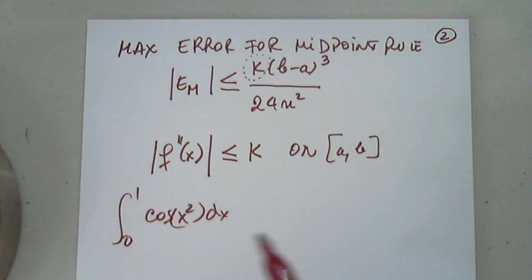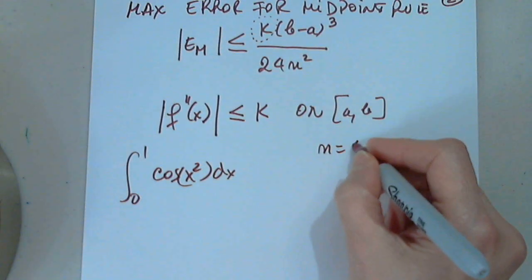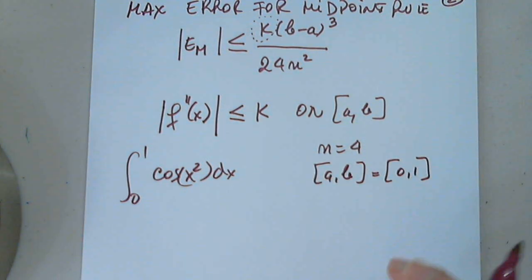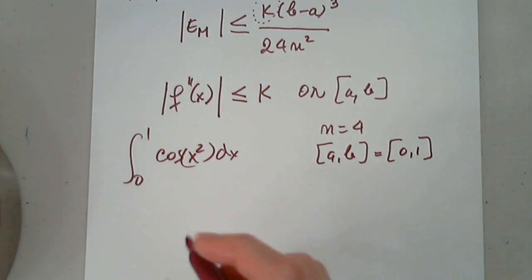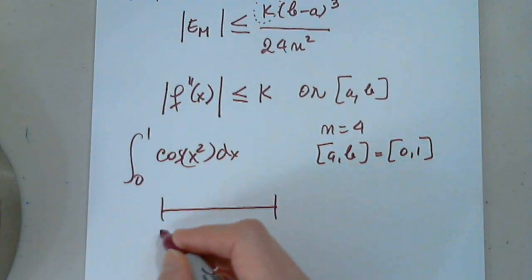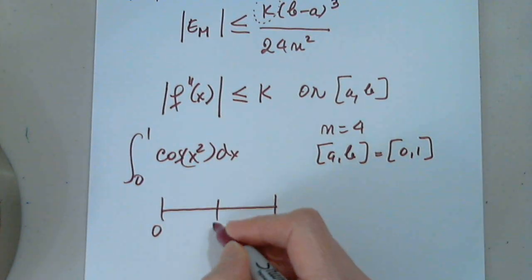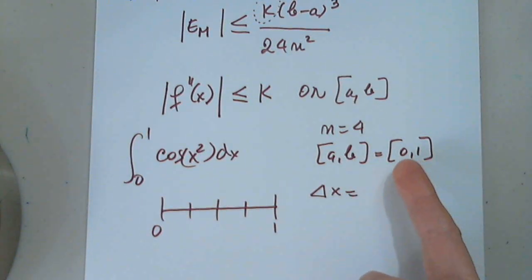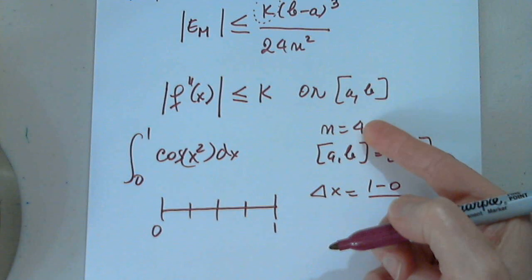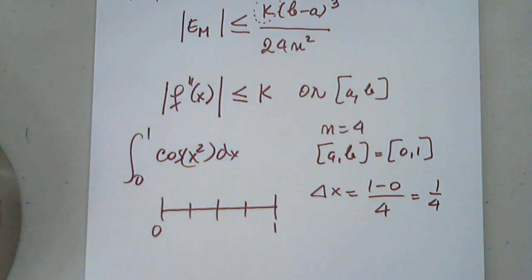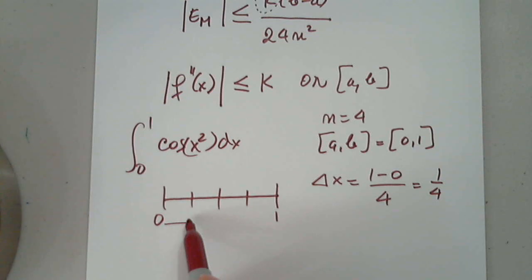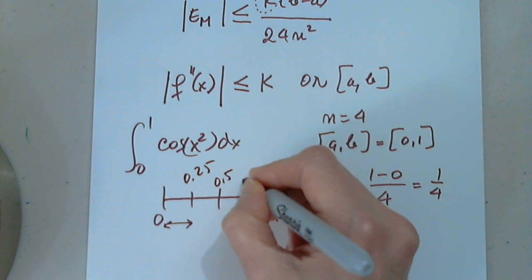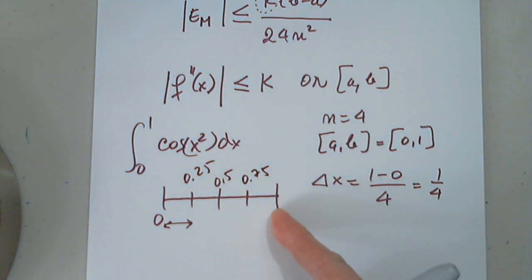Good. So the interval a comma b in our case is 0 comma 1, and n equals 4 subintervals. So we're going to look at the interval 0 to 1, divide it into 4 subintervals, with delta x being 1 minus 0 divided by the number of subintervals. So this is 1/4, meaning this point here is 0.25, this one is 0.5, this one is 0.75, and this one is 1.